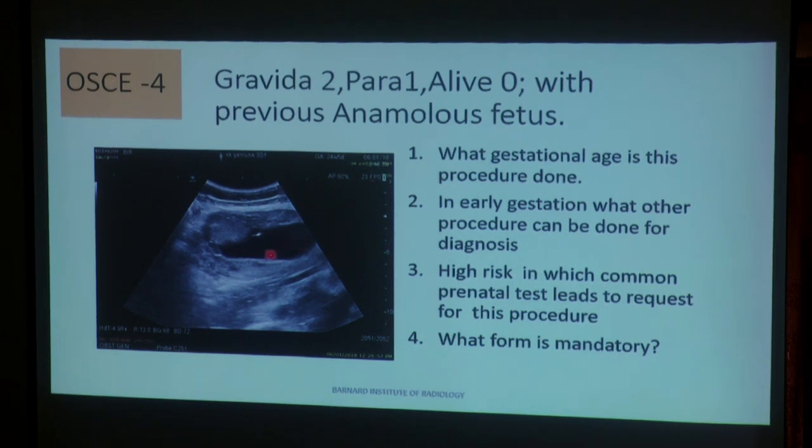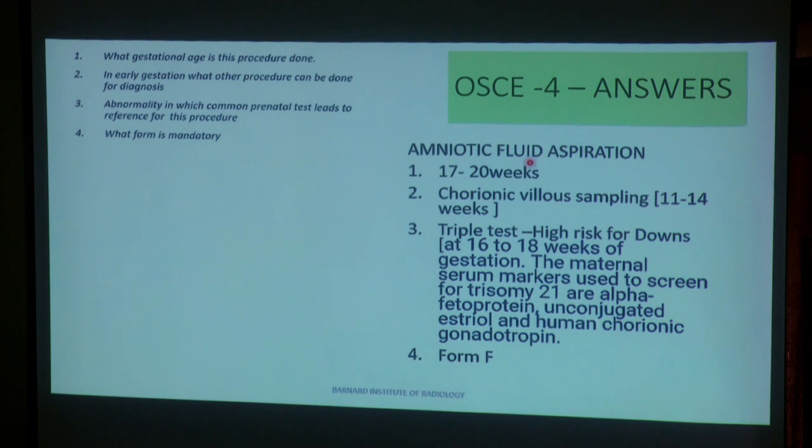If you can pick it up, this is a placenta, this is amniotic fluid, and this is the needle and the needle tract through the placenta. This is the needle tract. So what are we doing? The procedure is amniotic fluid aspiration or amniocentesis, and the gestational age preferred is 17 to 20 weeks, preferably for anomaly detection, but we can also do it in a term fetus when there is hydramnios and you want to relieve the amount of amniotic fluid by aspiration.